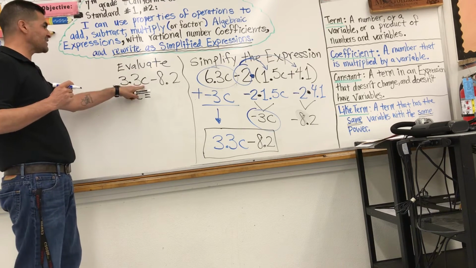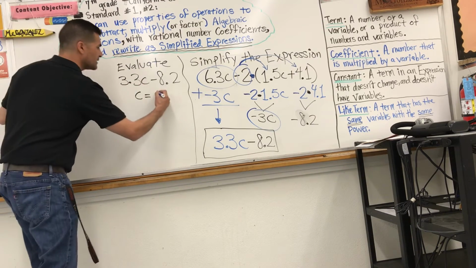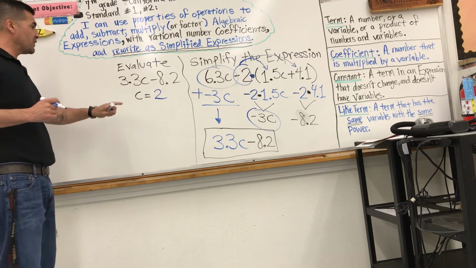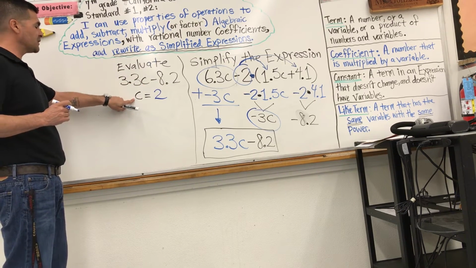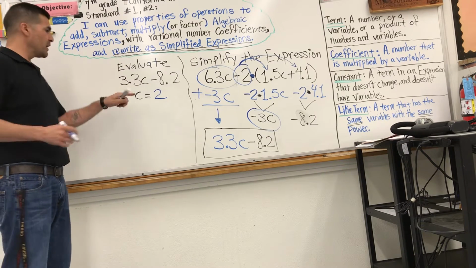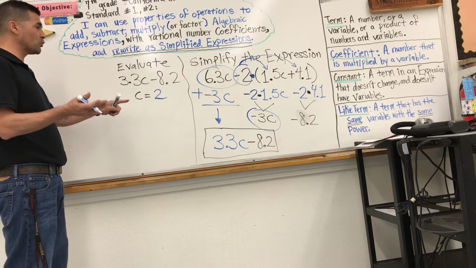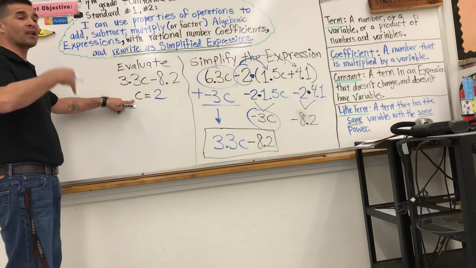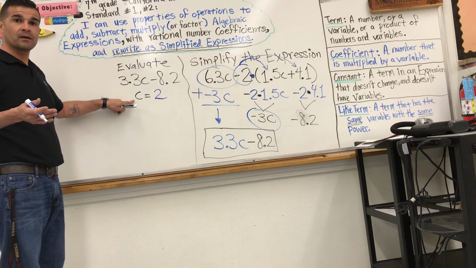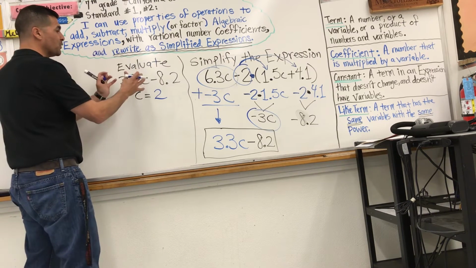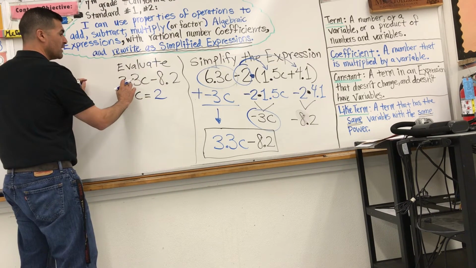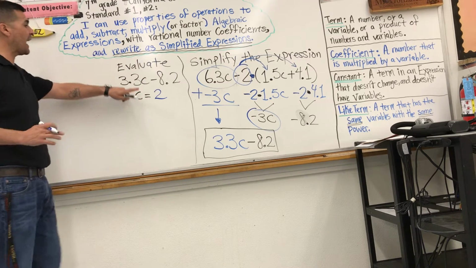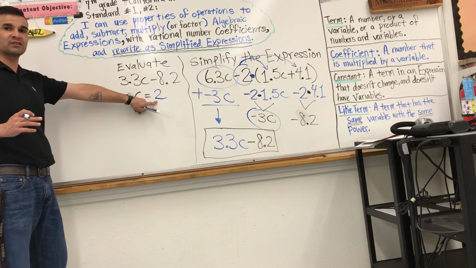Well, let's say that c is actually equal to a number. Now this c could be the number of cabbages that are inside of a farm. This c could be the number of children that are riding on a bus. This c could be equal to a lot of different things. But in order to actually compute what 3 3/10 times c minus 8 2/10 is, I have to be able to give you a value for c.